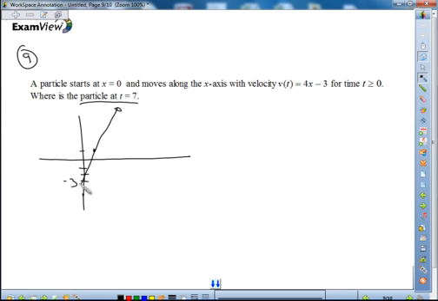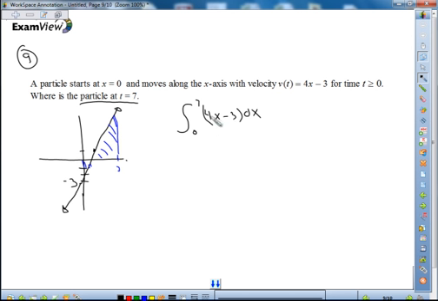this is what my velocity would look like. So I'm trying to find the area under the curve from 0 to 7. So another way I can do it is find the integral from 0 to 7 to find where the particle is. It doesn't ask the total distance traveled, it just asks where is the particle. So let's do it with the integrals.